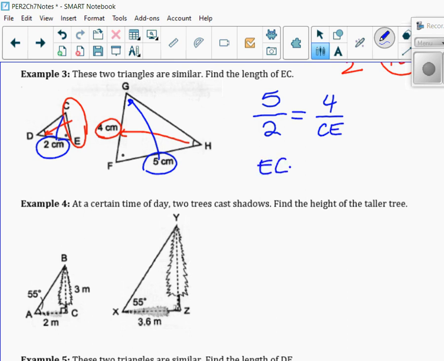So EC is going to be, do some cross multiplying, 2 times 4 divided by 5. That's a times. And so what do I get? I get 1.6, and that would be centimeters.